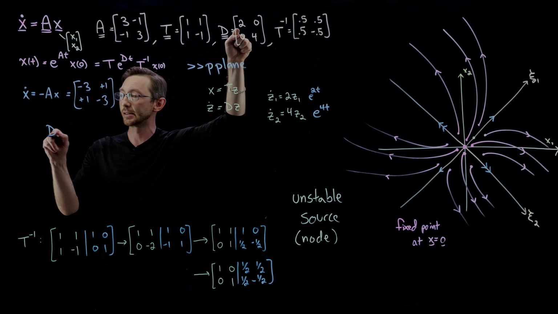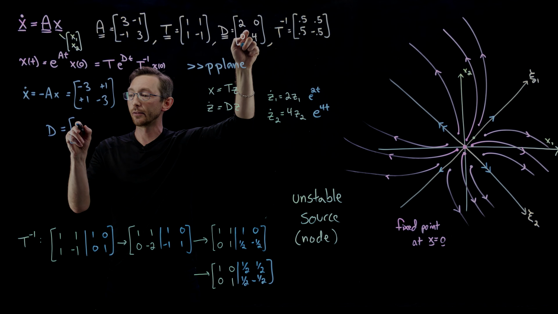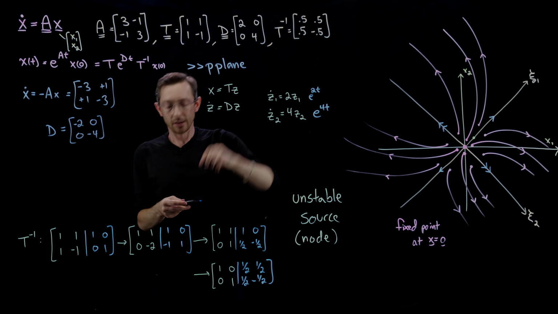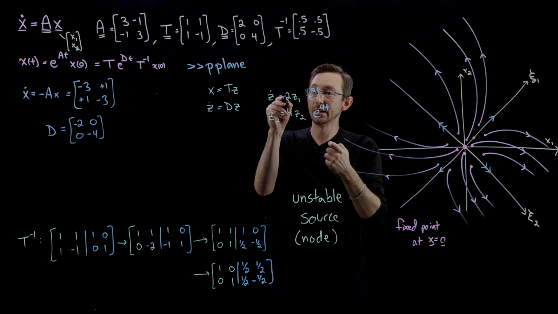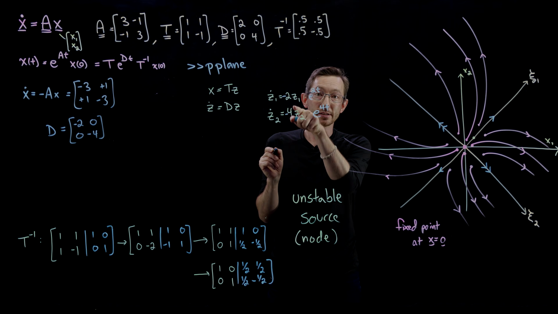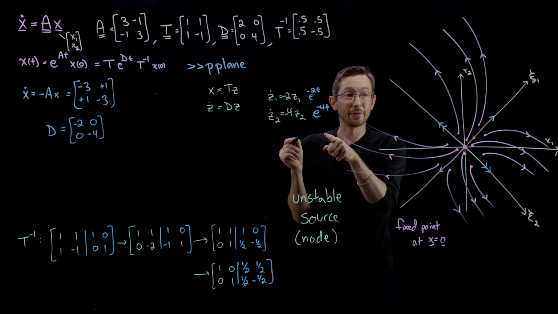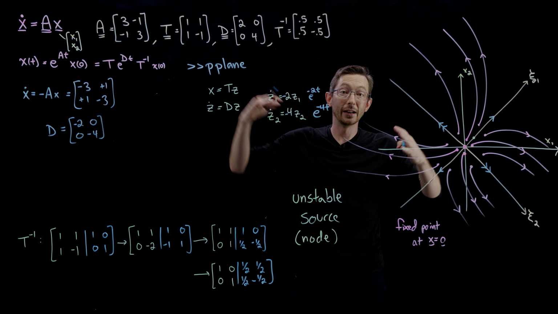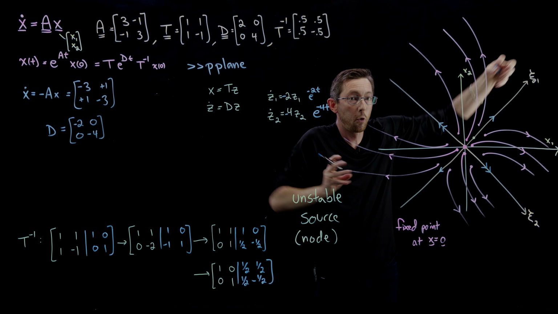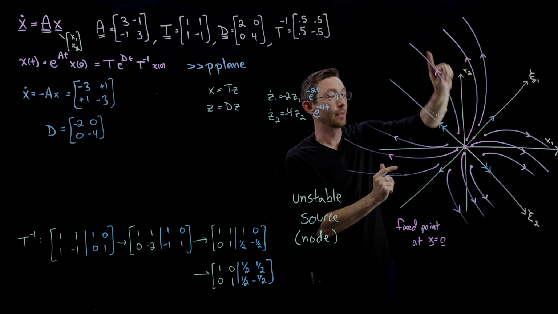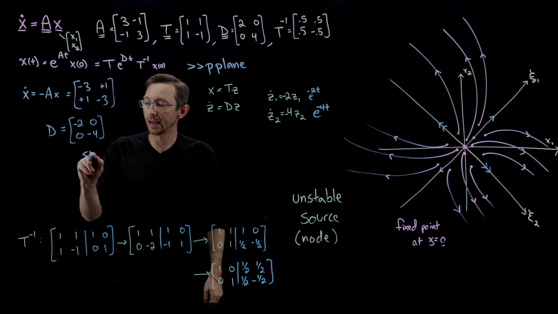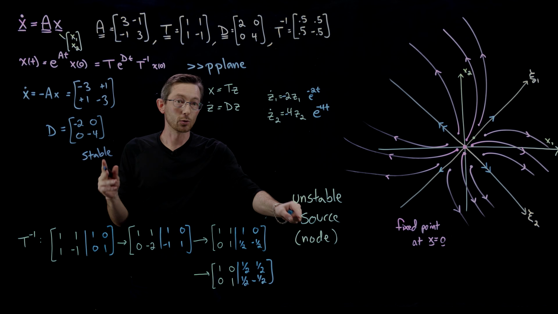So D now is going to have negative eigenvalues, negative 2, 0, 0, negative 4. The only thing that changes is that this becomes z1 dot equals minus 2 z1, z2 dot equals minus 4 z2. Now these are negative exponentials, meaning as time goes to infinity, these approach 0. All that's going to happen in this diagram is that all of the arrows are going to reverse. So all of my arrows going out are now going to point in. And this would be called a stable sink instead of a source.